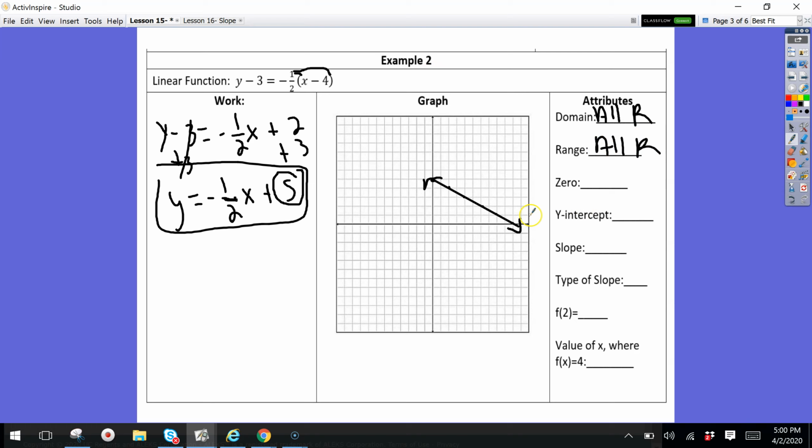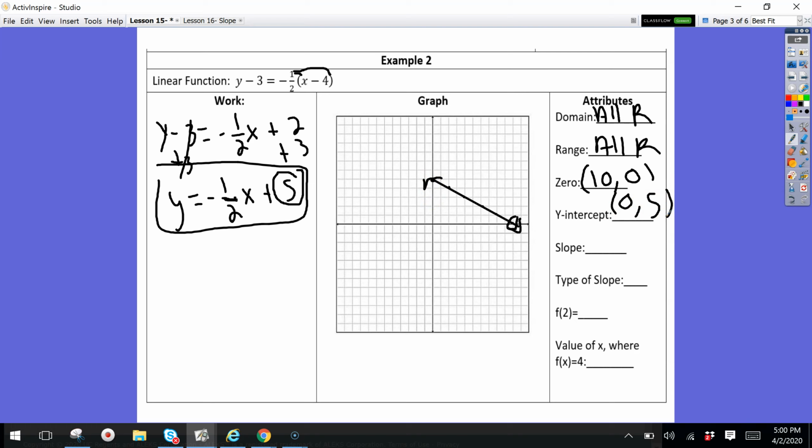My 0 here is right here. And so I have 1, 2, 3, 4, 5, 6, 7, 8, 9, 10. So that means the x value is 10, the y value is 0. My y-intercept is 1, 2, 3, 4, 5, so (0, 5), which we knew from the equation.